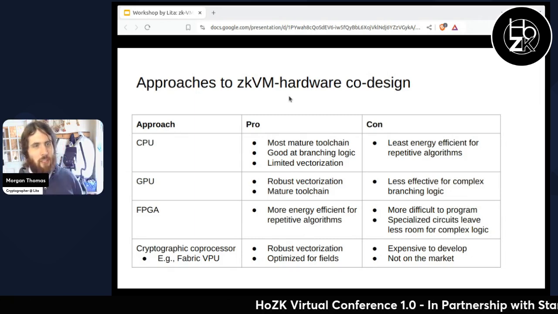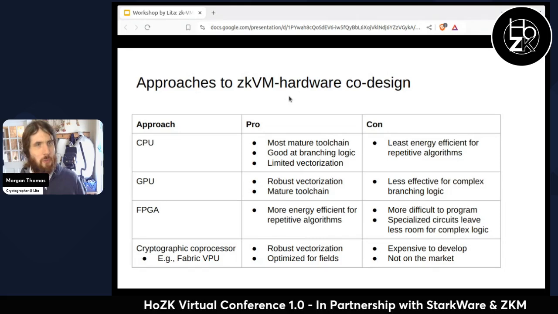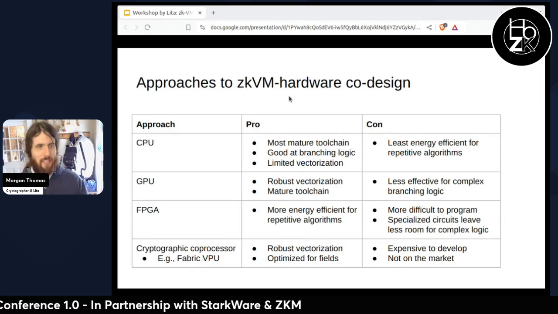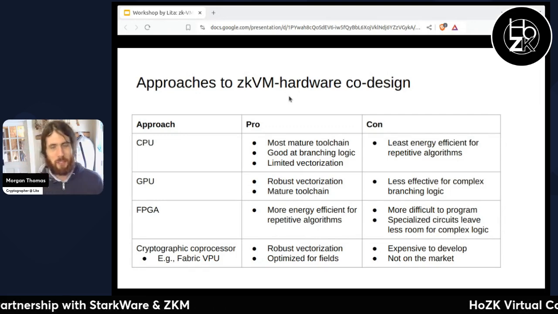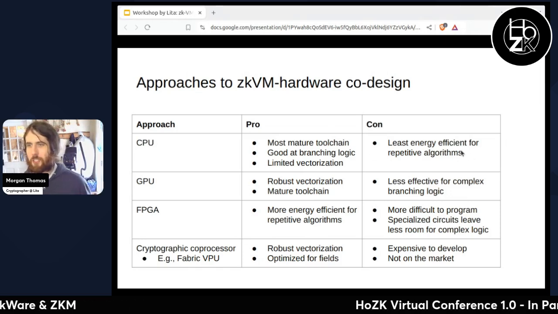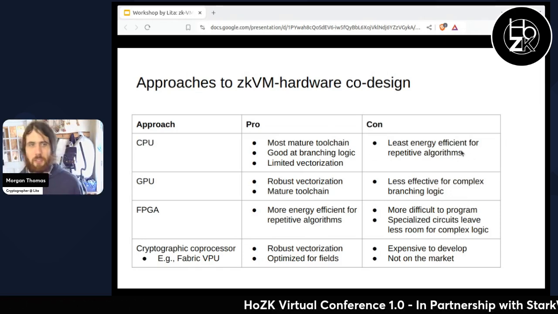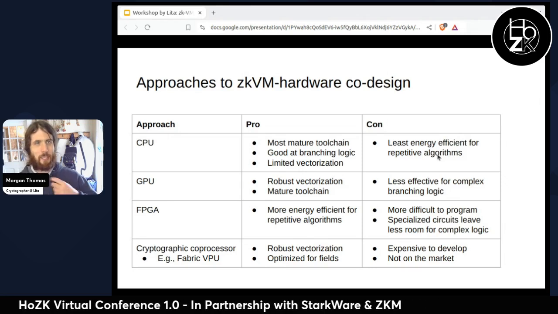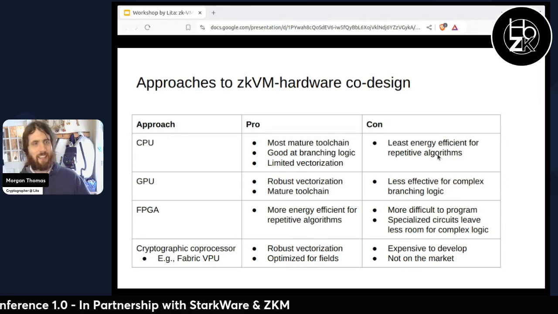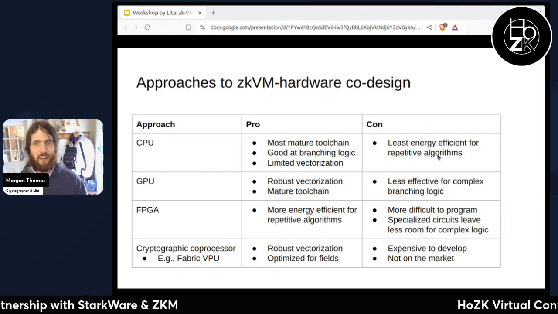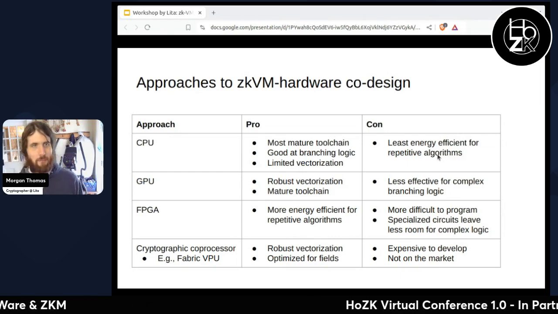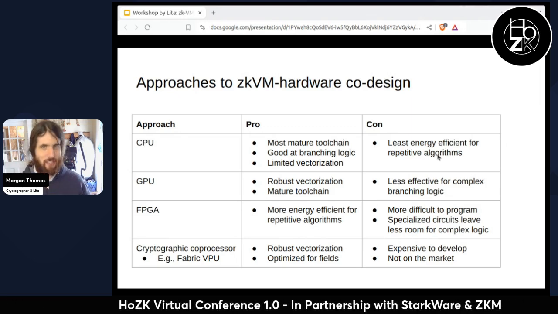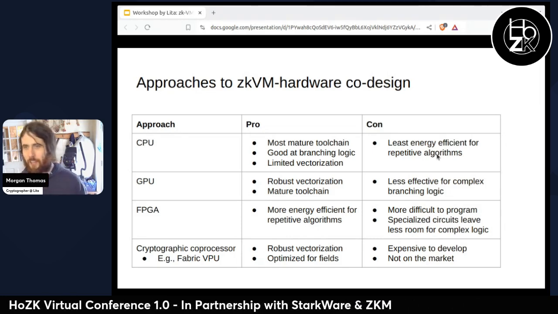And CPUs have the most mature development tooling. This is the starting point of computer science and compiler technology, and so everyone who knows how to program knows how to program CPUs. The big downside of CPUs is that, because of their generality, they are not as energy efficient as the alternatives we're going to look at for repetitive numerical algorithms, such as the ones that are the primary cost centers in zero-knowledge proving.